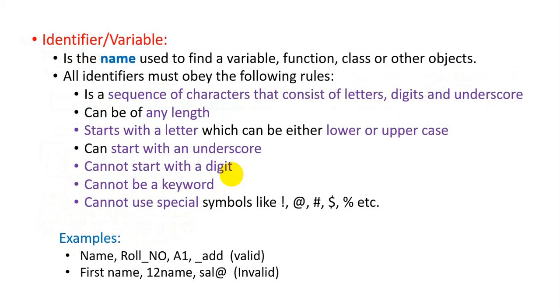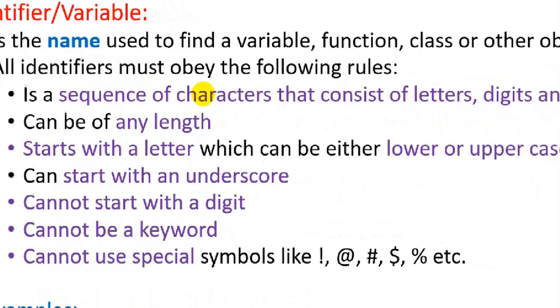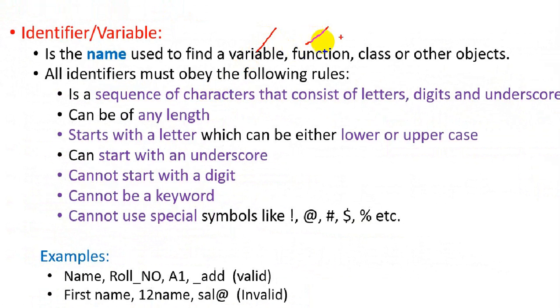Next, identifiers, which means naming. Identifiers are variables. So what is an identifier? It is a name used to identify a variable, function, class, or other objects like tuple, list, set, and dictionary. It is the way to identify. For example, humans are identified by their name. A variable, function, class, tuple, or list is also identified by its name. So naming is known as an identifier.